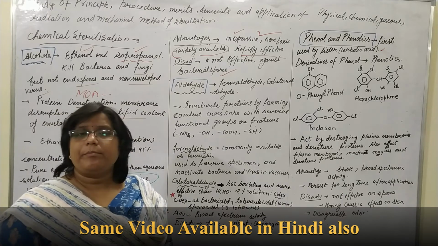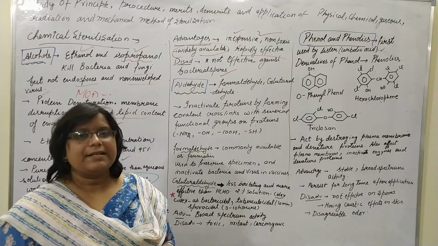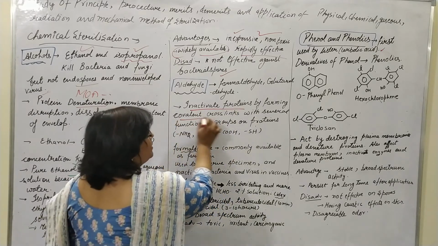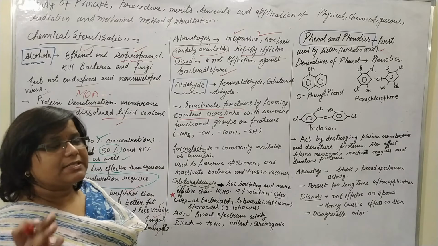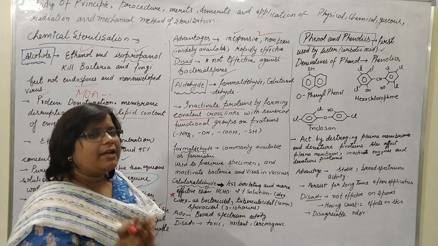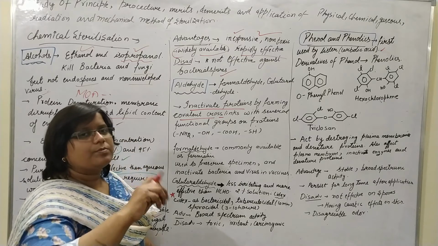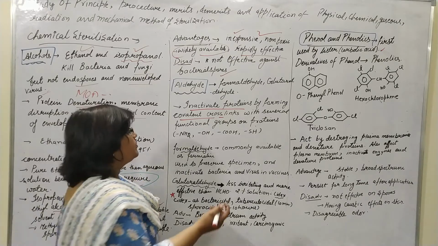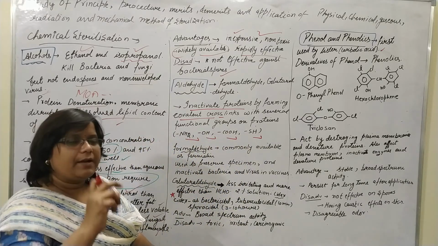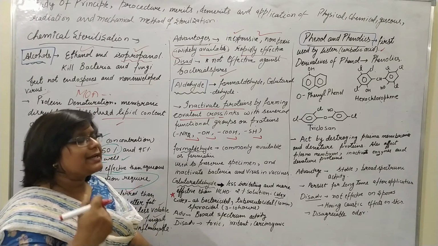The second chemical agent we are going to study is the aldehyde. The two mainly used aldehydes are formaldehyde and glutaraldehyde. The mechanism of action is that they inactivate proteins by forming cross-links with several functional groups present in the protein. In easy language, aldehydes cross-link protein groups like the sulfhydryl, carboxylic, OH, and amino groups, so the protein nature gets disrupted.